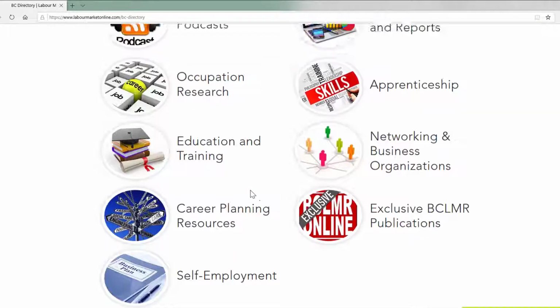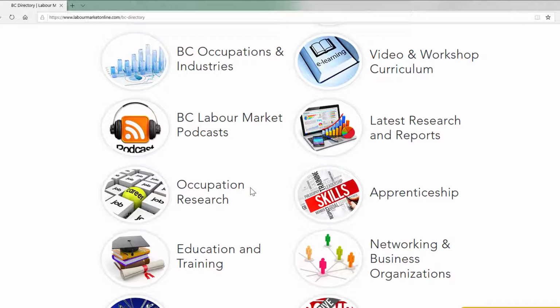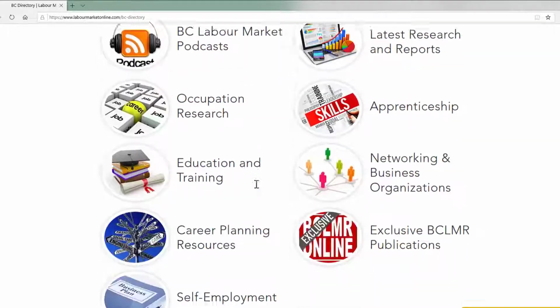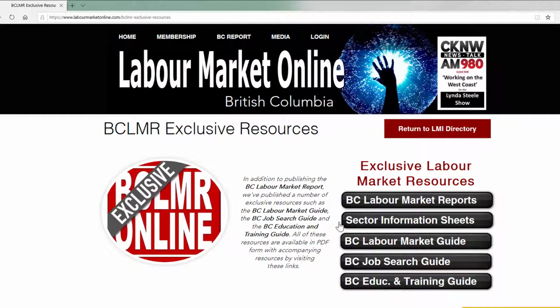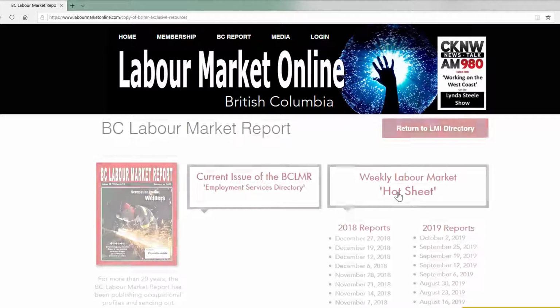So we have a lot of great resources, thousands of different links and reports and research, but we've also put things into Labor Market Online that a person can't get anywhere else. These are things that we have personally published and are only available on Labor Market Online. As an example, we can look at all of the labor market reports.